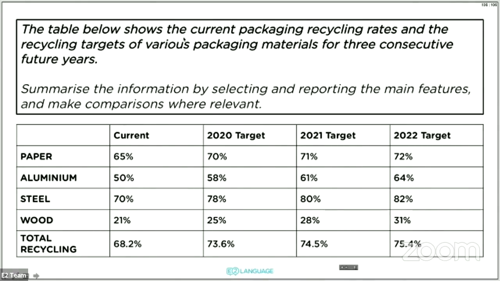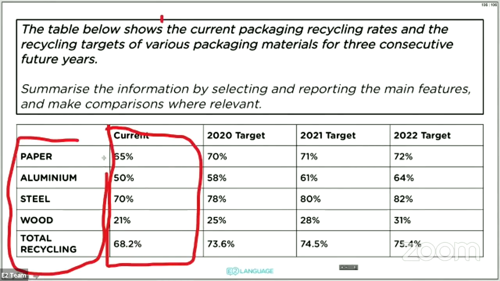Let's look at this first part here. What does it show? Well, it shows, first of all, number 1, the current packaging recycling rates. Here are the current packaging recycling rates. And the recycling targets of various packaging materials. Here are the various packaging materials. We have paper, aluminium, steel, wood, and total recycling for 3 consecutive future years. Here are the 3 consecutive future years. We'll spend a bit of time in a minute understanding what this table is representing.